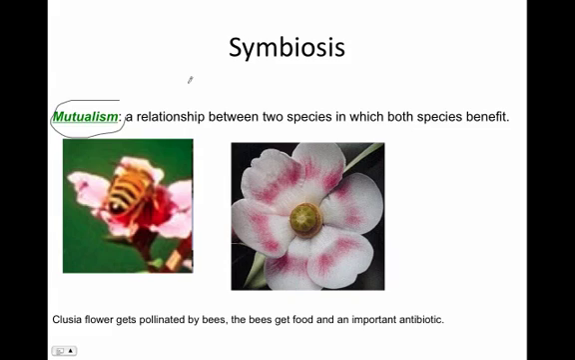Another kind of symbiosis is mutualism. Mutualism is two species in which both species benefit. For example, a honeybee and a flower. The flower gets pollinated by the bee and the bee gets food.